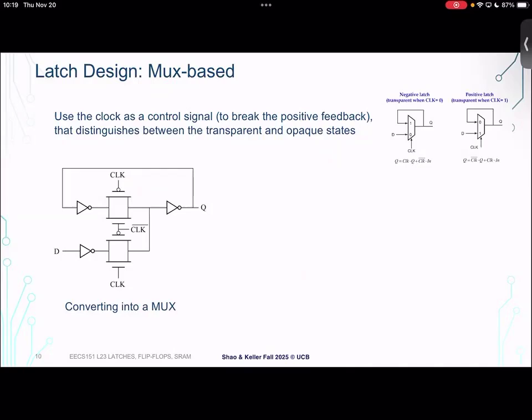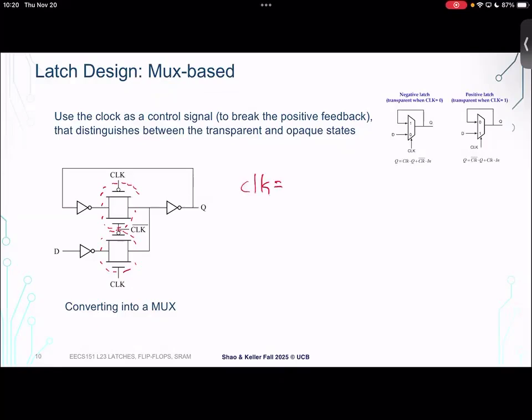So here's how you build that mux-based design out of transistors. And in particular, you should notice a couple of elements that we discussed on the previous slides. Right? We have a couple of transmission gates here. That implements the mux. One of the transmission gates is on when clock is high, and one of the transmission gates is on when clock is low. So I think the easiest way to understand this latch circuit is to think about what happens in each of those states. So let's sketch it out.